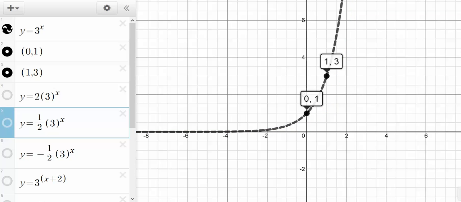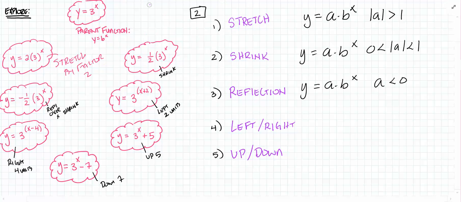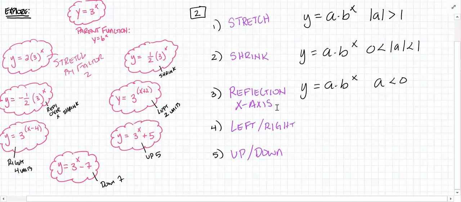Let's talk about a reflection. If I give you y is equal to a times b to the x, if a is less than 0, we get a reflection. So which one of those corresponds to this? Well, that would be this one here, right? The negative 1/2 times 3 to the x. We're going to have a reflection, and we should also mention that this is going to be a reflection in the x-axis. The one that we can see clearly for this one is here.